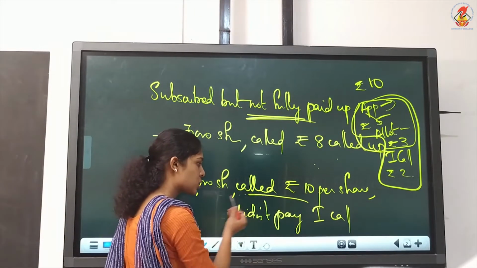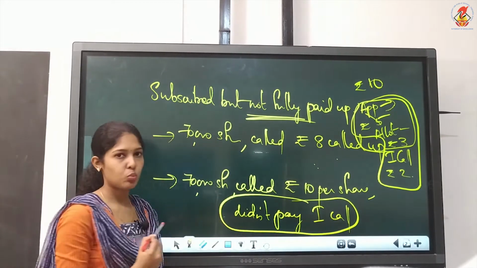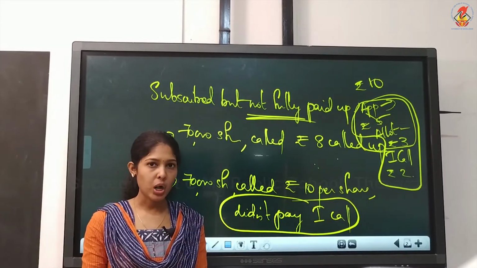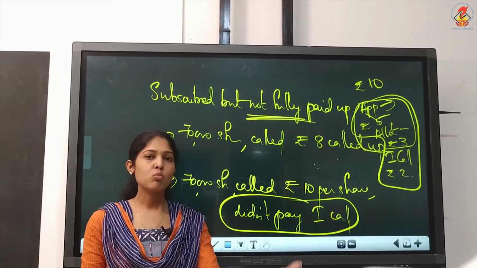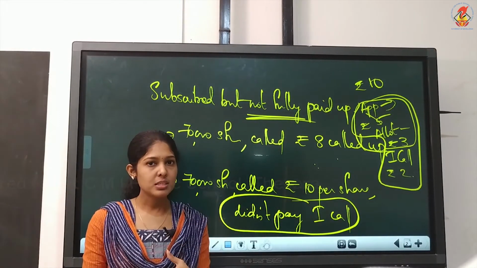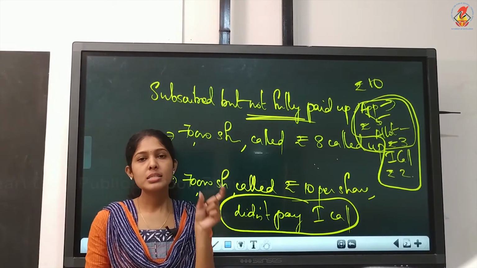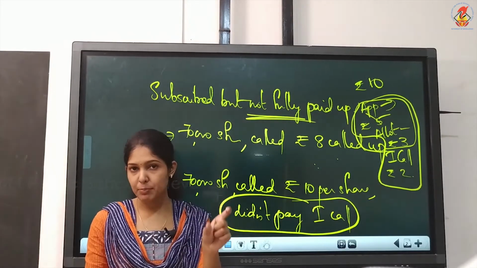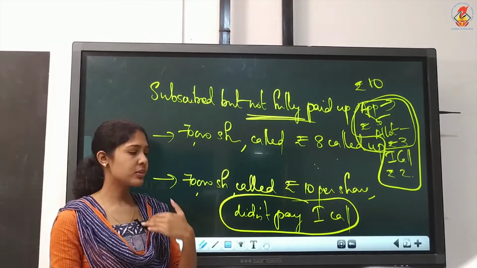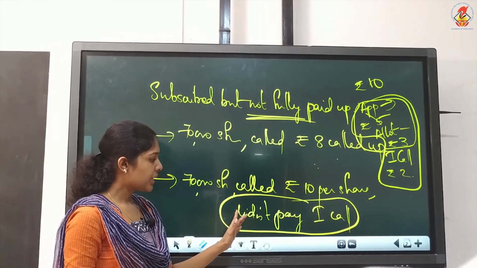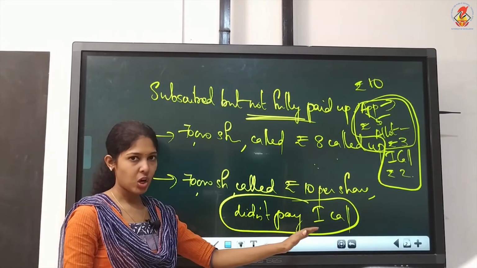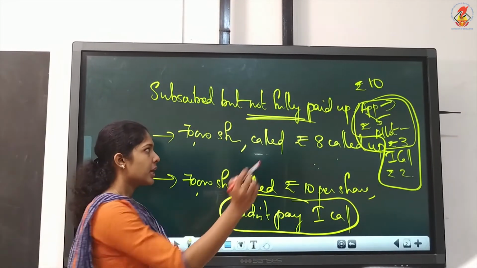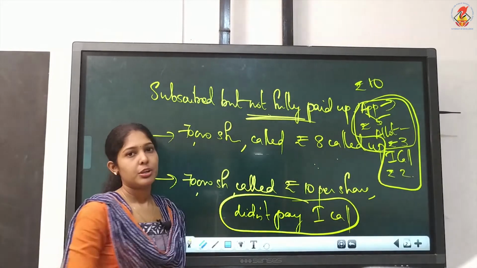What is this situation called that you learned in the last video? When the shareholder fails to pay any one of the installments, that situation is called calls in arrears, which we debited because it is a receivable amount. So the public didn't pay the first call, means there is calls in arrears. That also will come under not fully paid up.